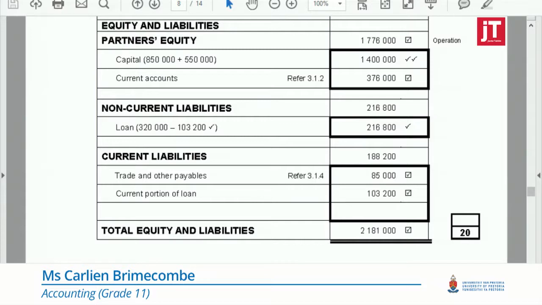Please make sure that where you've written the amount next to loan, 216,800, it's actually the same as non-current liabilities. It does happen that sometimes we find two different amounts, which I've got no idea where it comes from. Please make sure those two should always be the same.